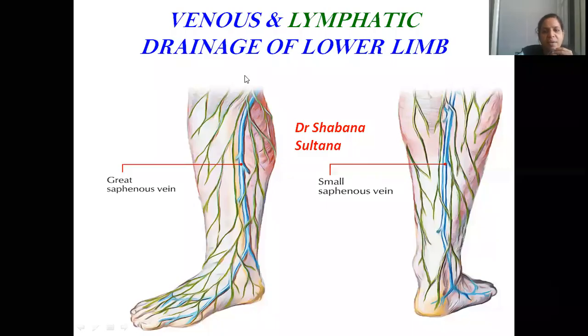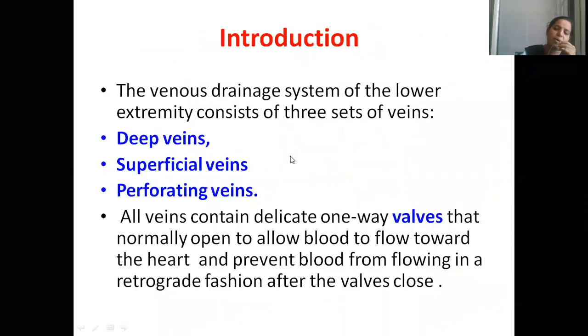So, venous and lymphatic drainage of the lower limb. What are the sets of veins we usually saw in the upper limb? Here also we have the same sets: superficial veins, deep veins, and perforating veins. So these are the three sets of veins we see in the lower limb.